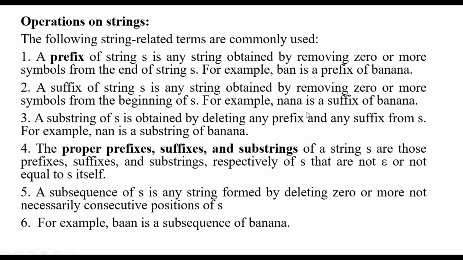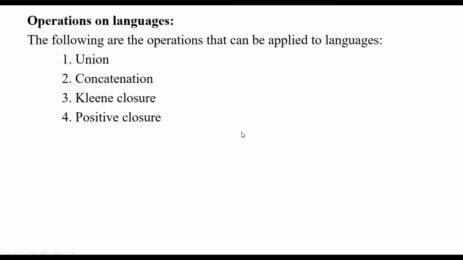For example, NA is a suffix of banana. ANA is also a suffix of banana. A substring of S is obtained by deleting any prefix and any suffix from S. Substring means any string taken from your string. So NAN is a substring of banana. ANA is also a substring of banana.